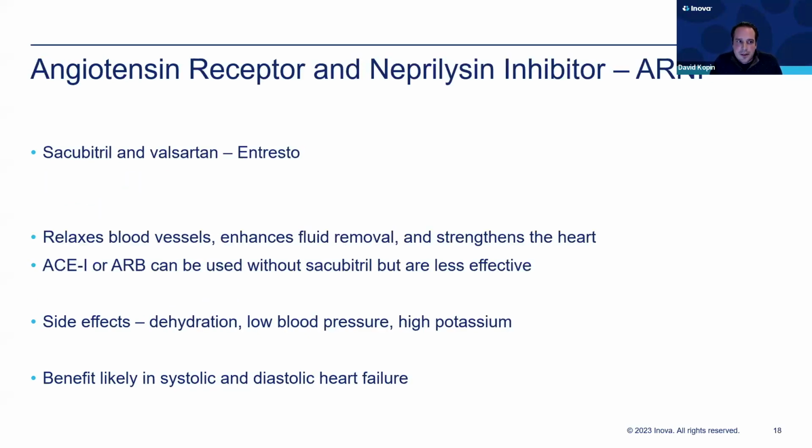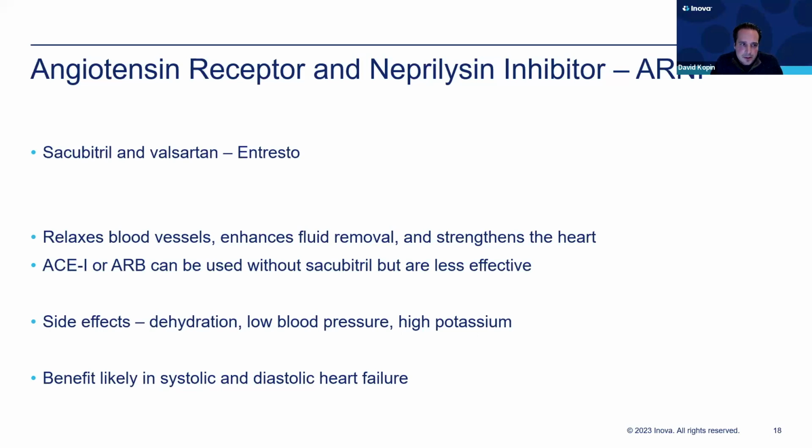Next, we have the angiotensin receptor and neprilysin inhibitor, short name ARNI. The one on the market is called Entresto. It's a combination of valsartan, which is an angiotensin receptor blocker, and sacubitril, which is a neprilysin inhibitor. So this medication works by relaxing blood vessels, enhancing fluid removal, and through its effects on hormones in your body, it strengthens the heart.